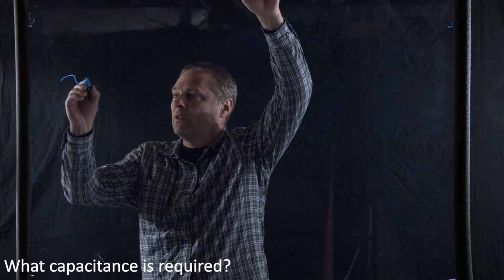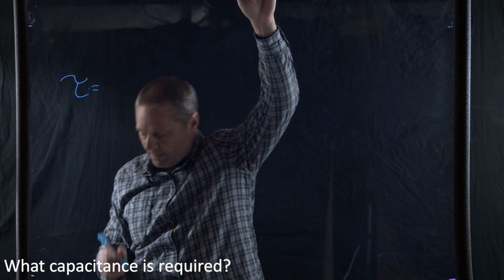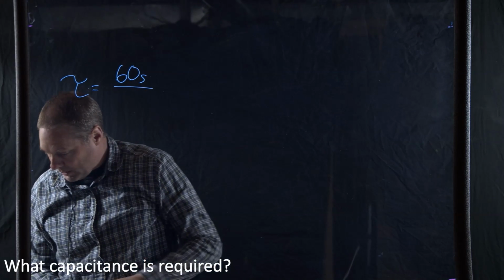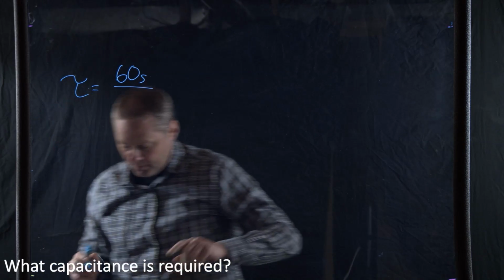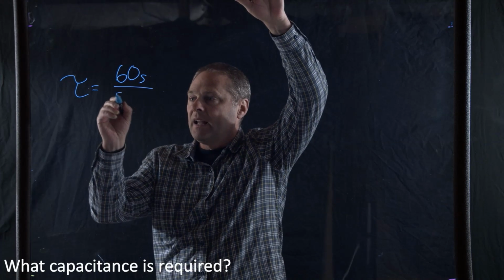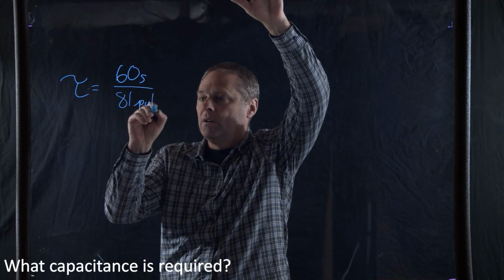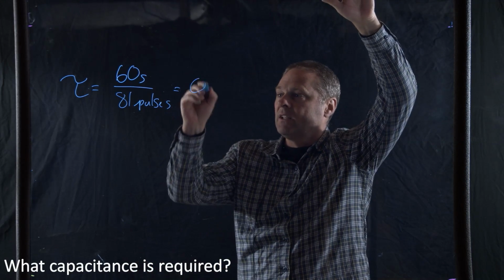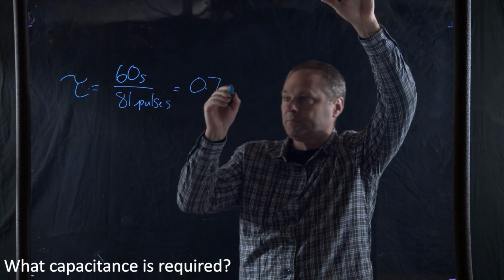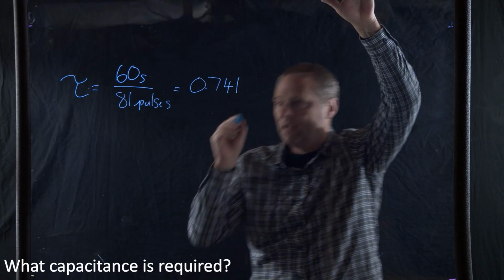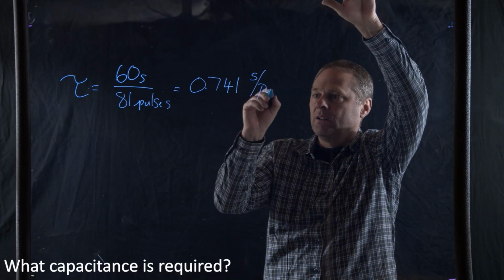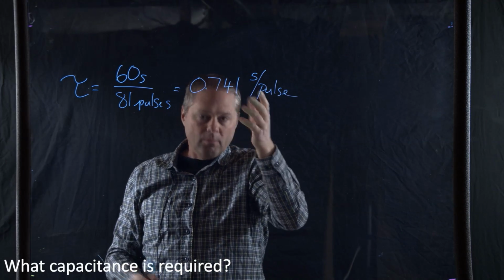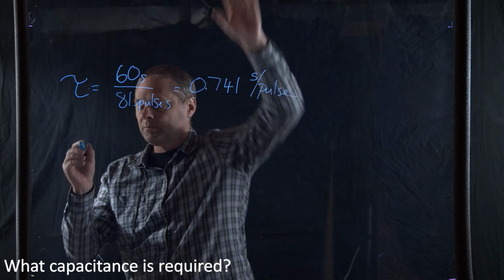Well, our tau, our time constant, is going to be equal to the 60 seconds, basically the 1 minute, divided by 81 pulses. Doing this arithmetic gives us 0.741 seconds per pulse. So basically the duration of the pulse is going to be about 3/4 of a second.